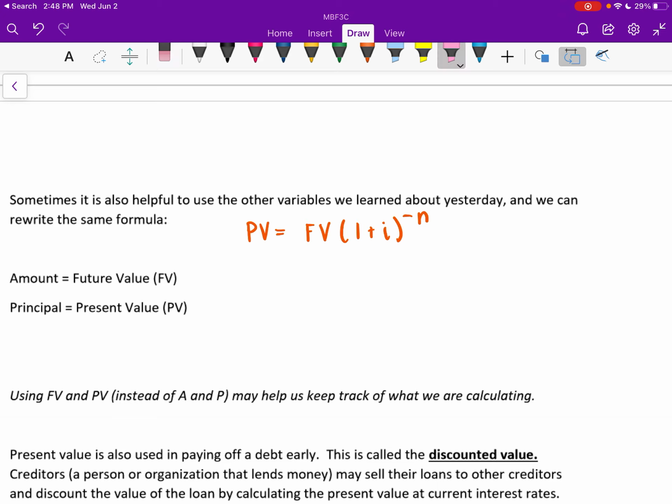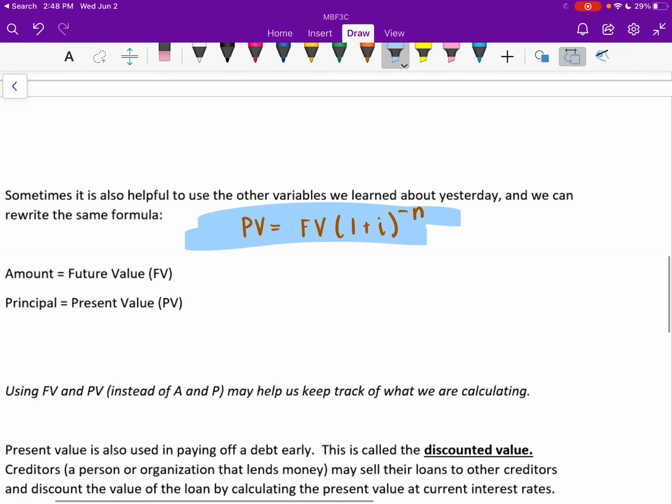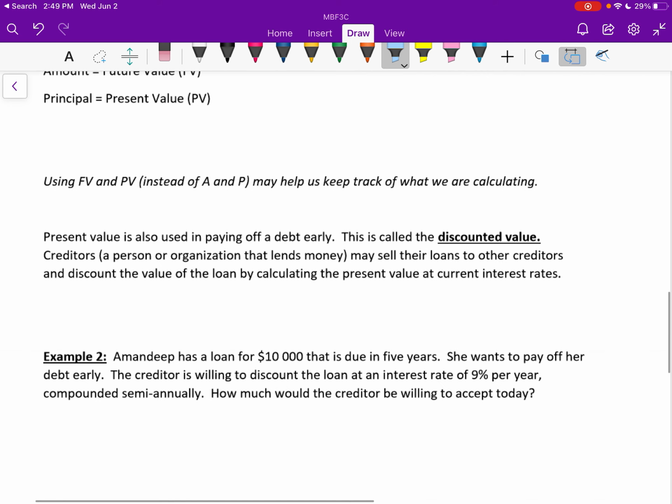Again, personally, I hate rewriting this formula. For me, it just clicks better if I actually do the rearranging or if I write it this way. But if this works for you, it works for you. Be my guest, you can do it that way. Okay? It just might help you keep track of what you're actually calculating.